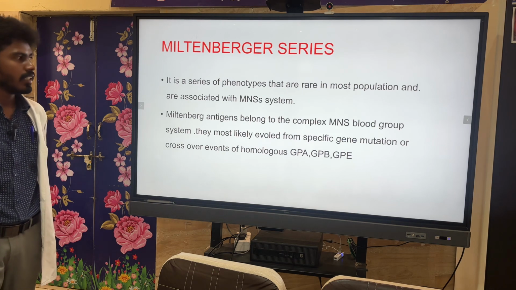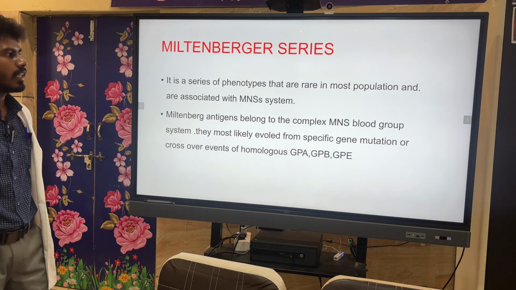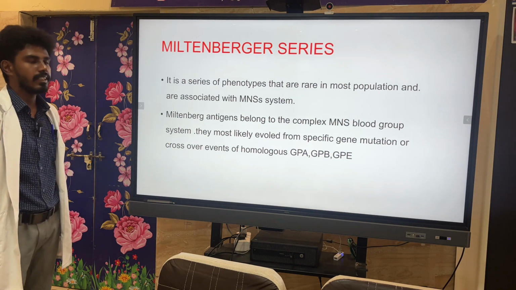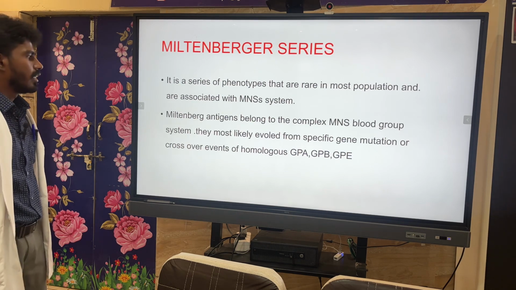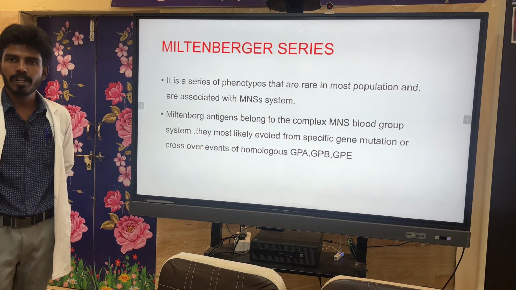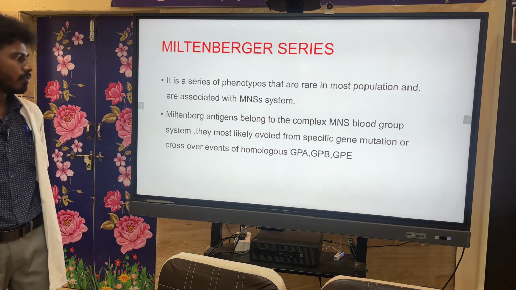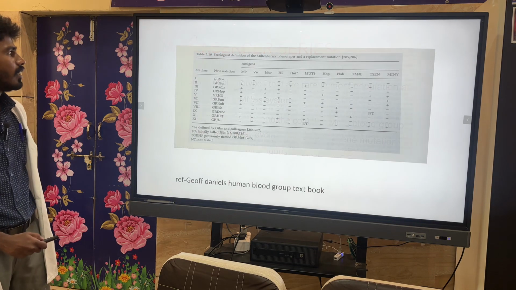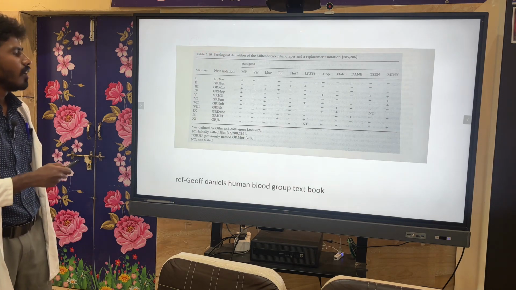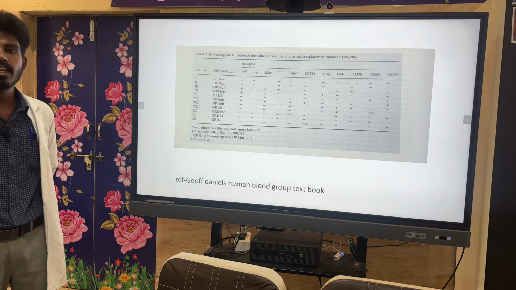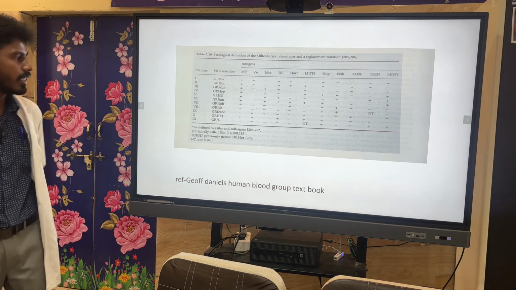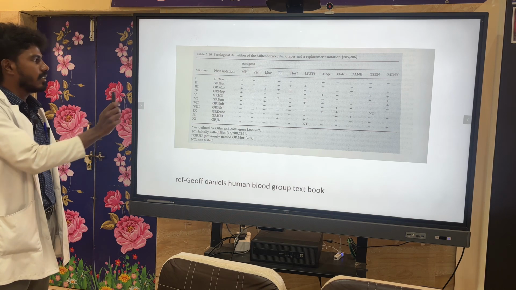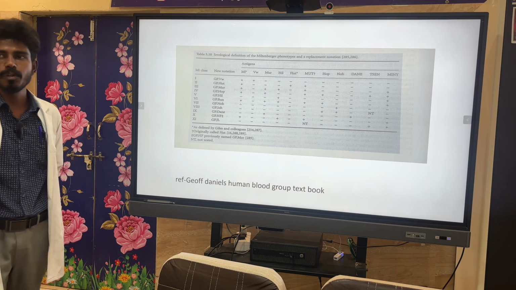The Miltenberg series. The Miltenberg series are phenotypes that are rare in most populations and are associated with the MNS system. Miltenberg antigens belong to the complex MNS blood group. They most likely evolved from specific gene mutation or crossover events of homologous glycoprotein A, glycoprotein B and glycoprotein E. Previously 4 classes were present in the Miltenberg series. Now 6 classes have been added. These are new notations. These are antigens. Now the Miltenberg series is obsolete.